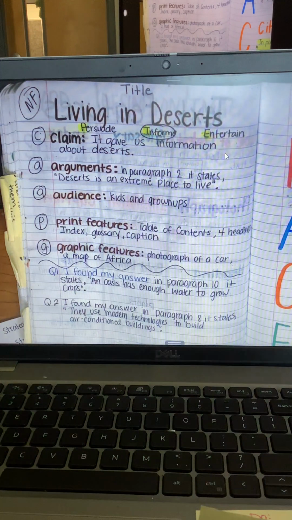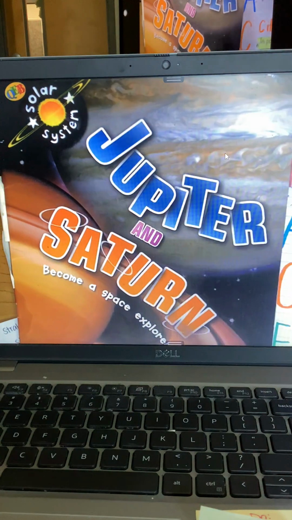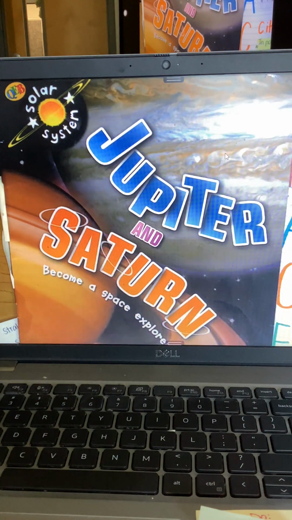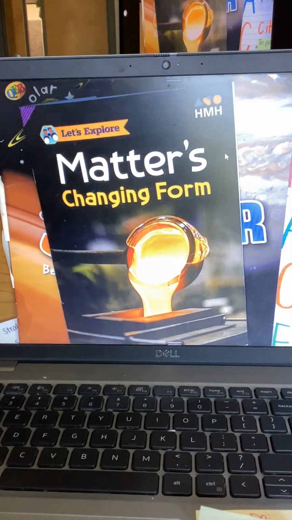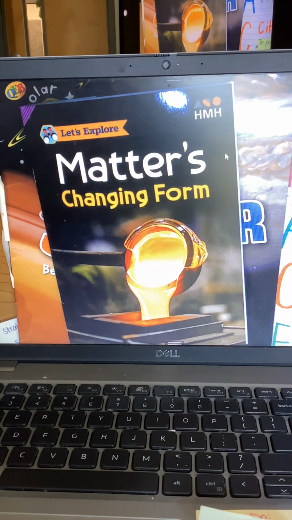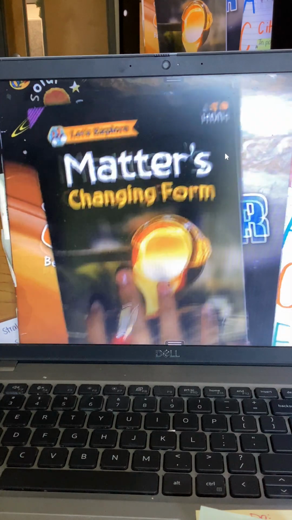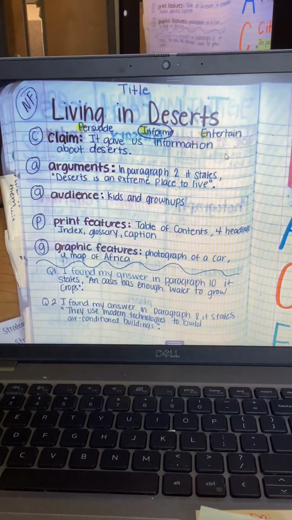We're talking about non-fiction. Non-fiction books are usually things that are real. Kind of like this book, Jupiter and Saturn. That's non-fiction. Matter, right? Changing form. We're talking about matter. We're talking about science. That's non-fiction. If we're talking about a book about a president, that's non-fiction. So in this one, we're talking about deserts.